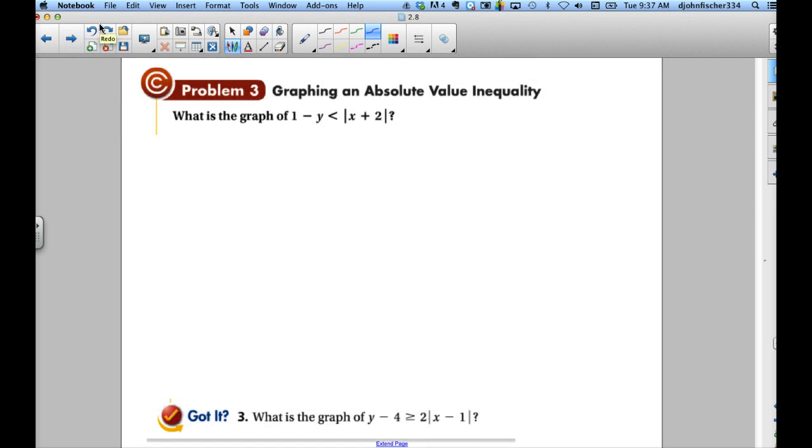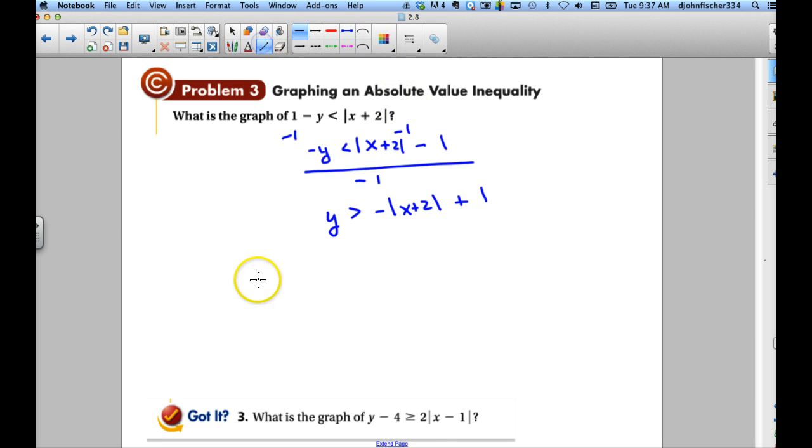Now we're going to graph the absolute value inequality. What we're going to do here is try to get y by itself. So let's say I just subtract 1 from both sides. We have negative y is less than absolute value of x plus 2, minus 1. Divide everything by negative 1, so we get y. Notice I'm going to change the sign. It's greater than the negative absolute value of x plus 2, plus 1.